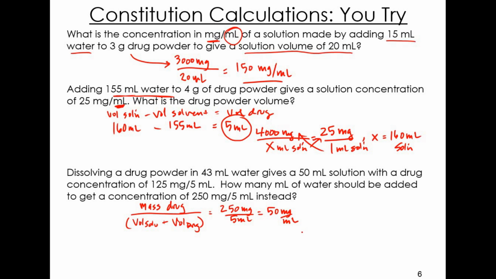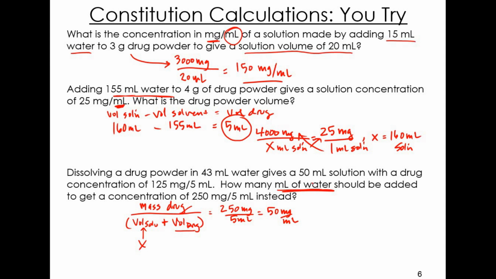All right, so what information do we have and what do we need? It's asking how many mils of water should be added. So the volume of solvent is our X. That's what we're looking for. So somewhere in the problem, or using what we've been given, we should be able to find the volume of drug. We should be able to find the mass of drug.